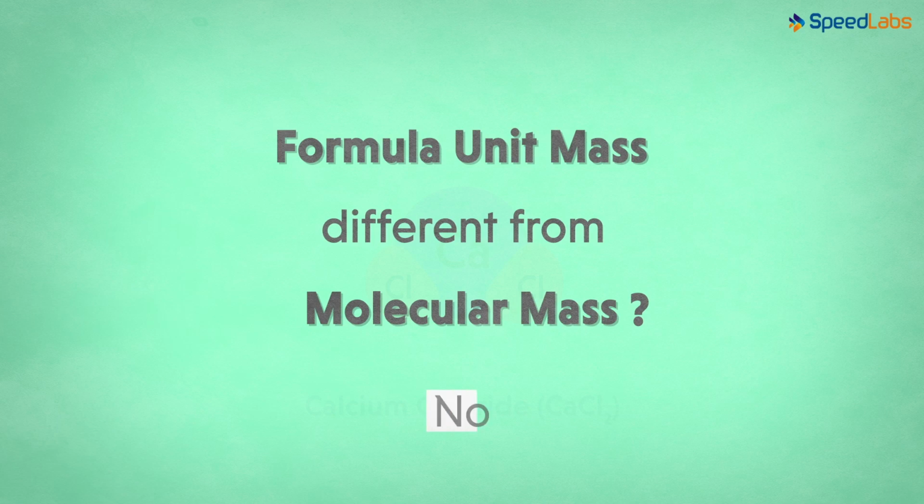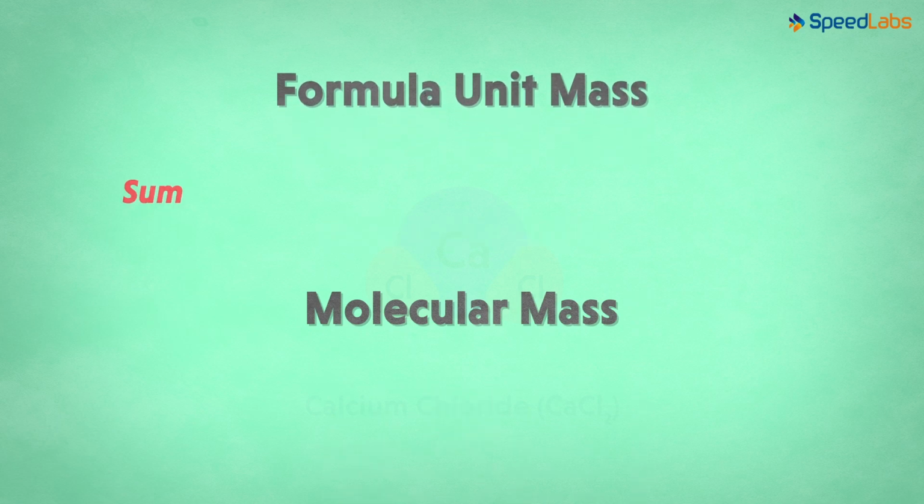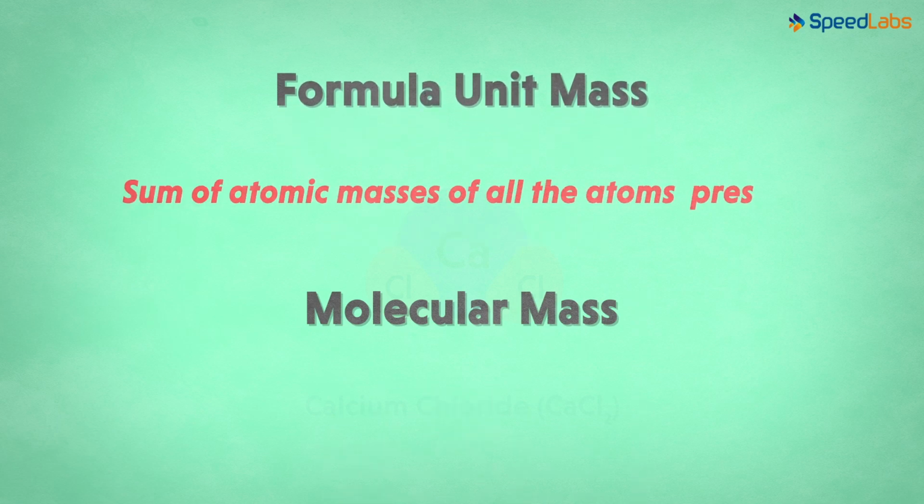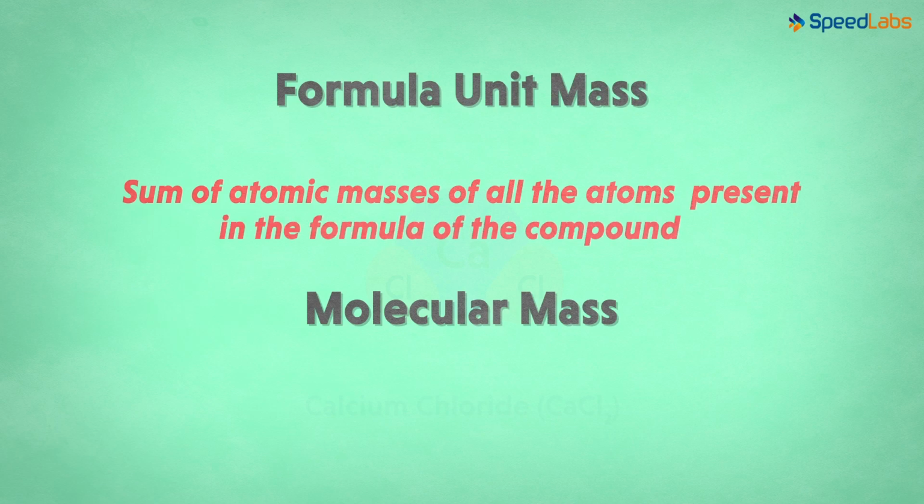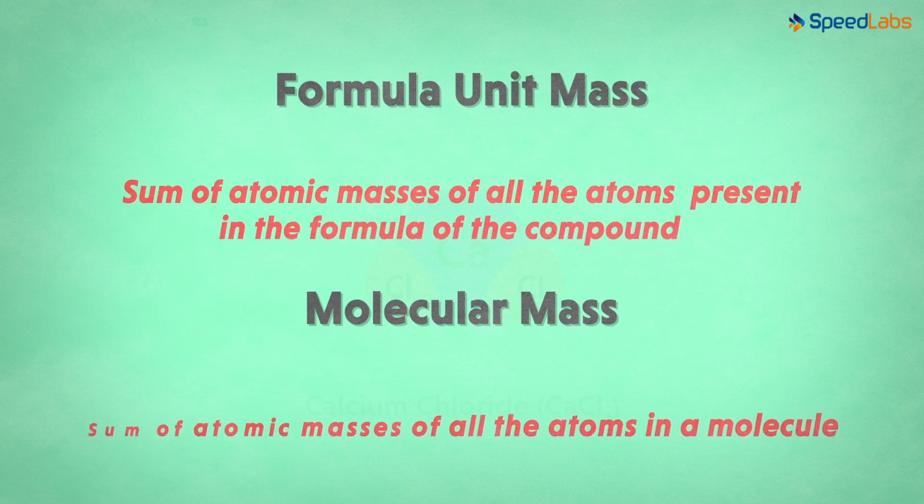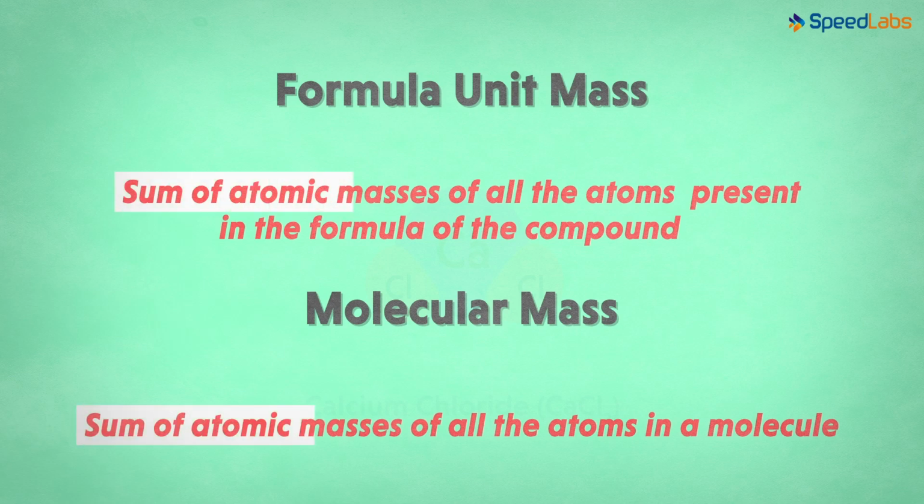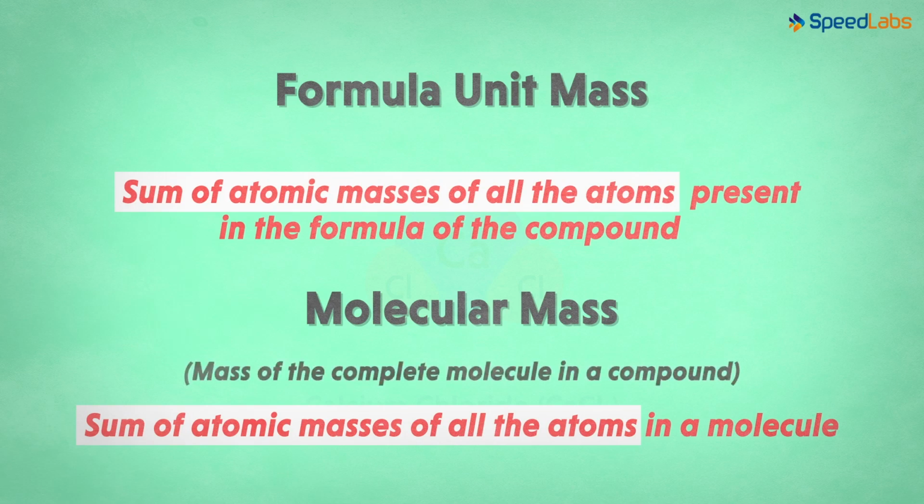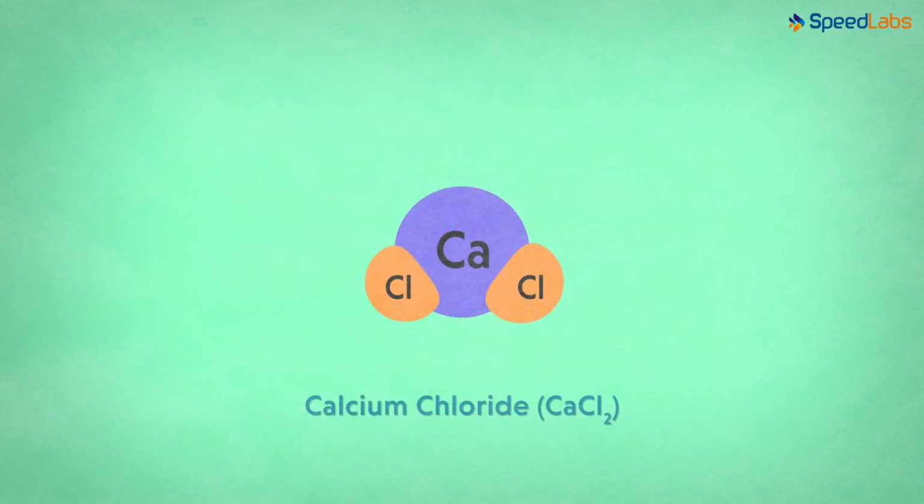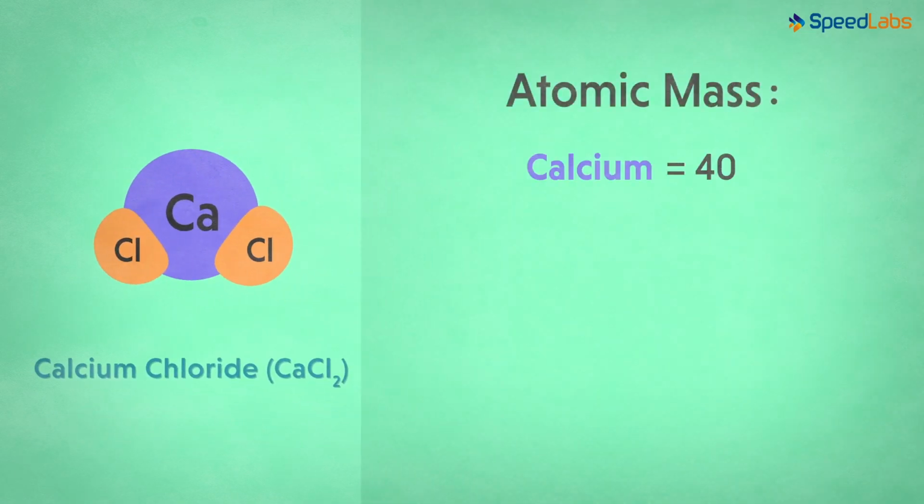Well, actually it isn't. Formula unit mass is the sum of atomic masses of all the atoms that are present in the formula of the compound. It's not too different from the molecular mass definition. It's just the sum of atomic masses of all the atoms. The only difference is that the molecular mass is the term used when we calculate the mass of the complete molecule in a compound. On the other hand, formula unit mass is the term used when we deal with compounds that dissociate into ions.